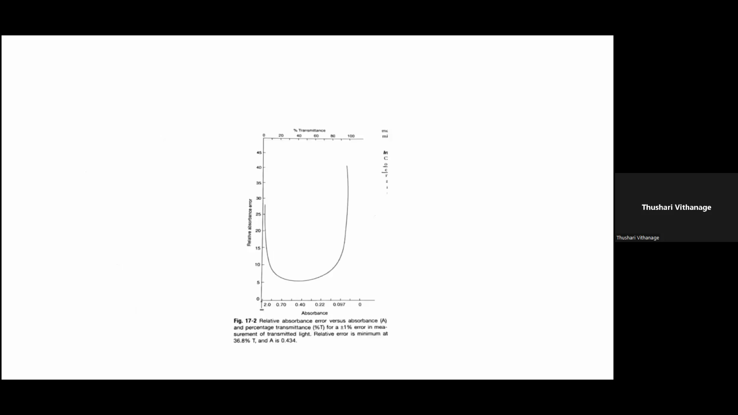This is the curve which indicates relative error versus percentage of transmittance. So you can see here the relative error is minimum at a percentage of transmittance of 36.8 and absorbance 0.434.